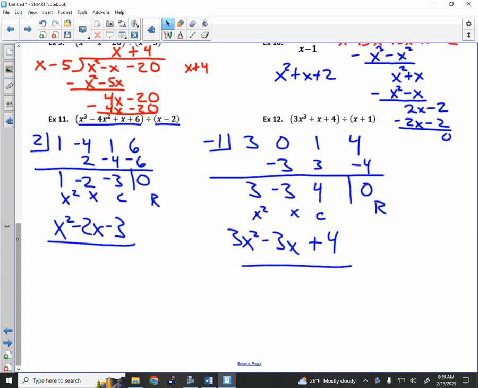So got about 16 minutes. Should be able to get a decent amount of work done there. I'll put the answer key up on the board.